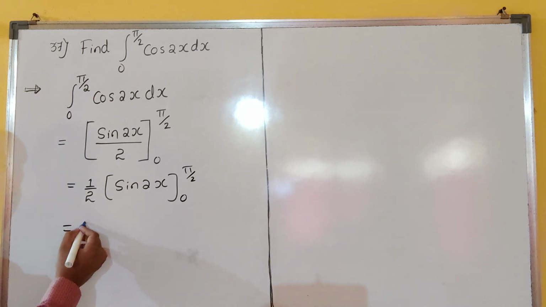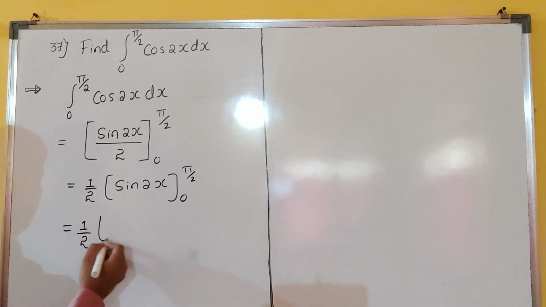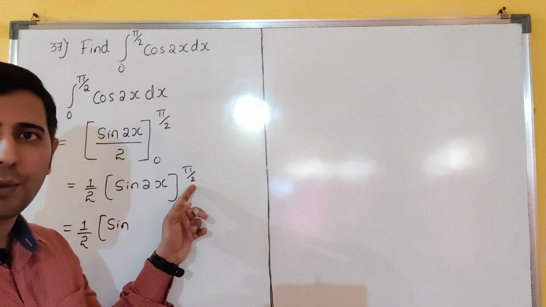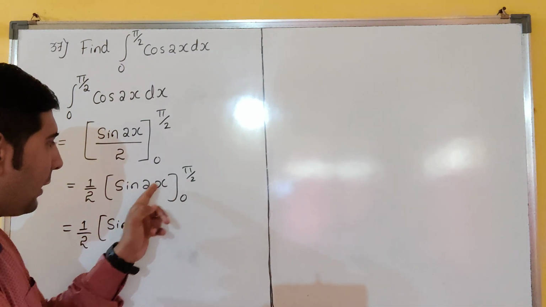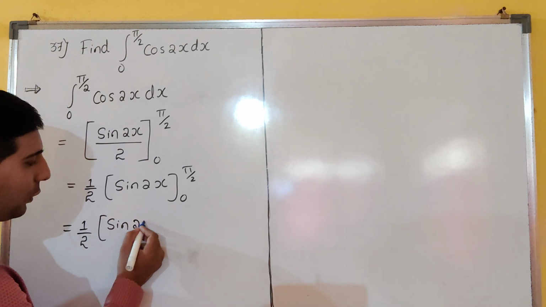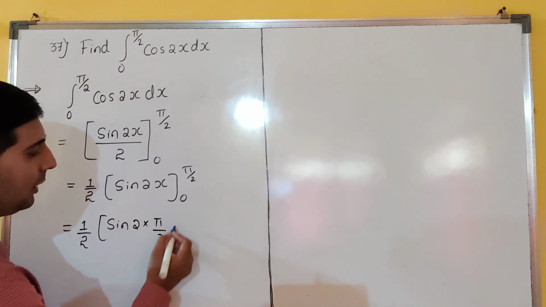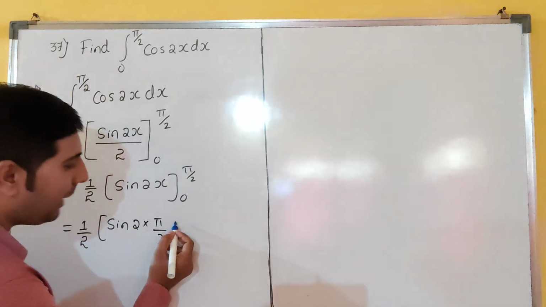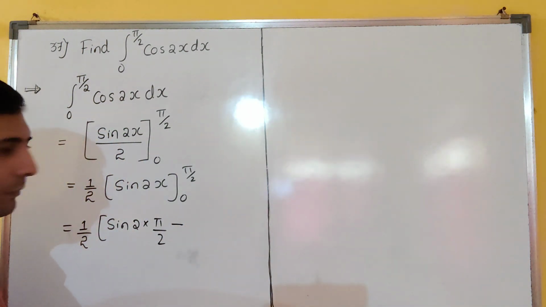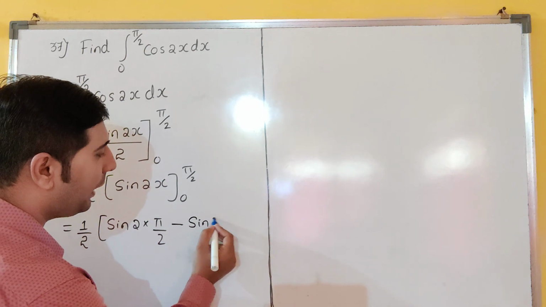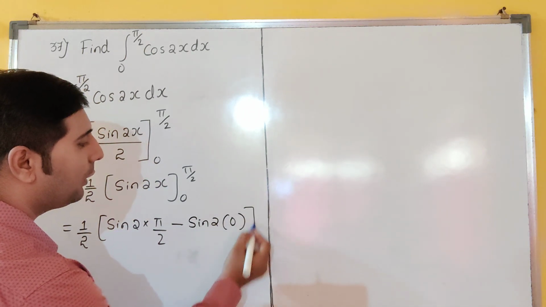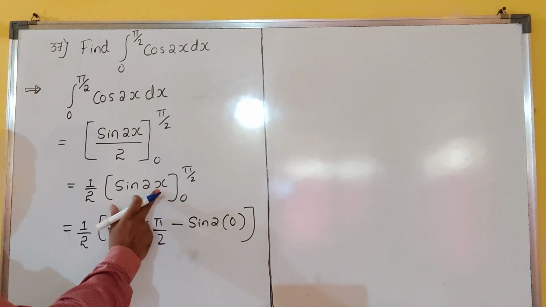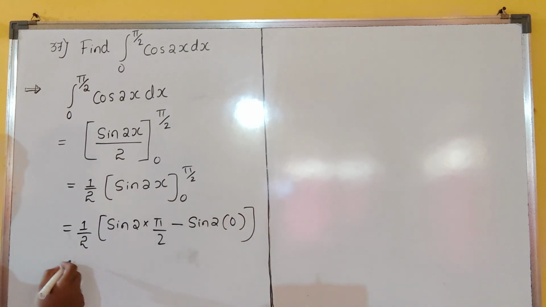Now substitute the values. In sin 2x, in place of the upper limit you have to substitute first. In place of x you have to substitute pi by 2: sin 2 into pi by 2. And when you are substituting the lower limit, that time you have to write a minus sign: sin 2 into 0. Lower limit is 0, my dear students. I am putting the x value as 0. Lower limit second you have to substitute.